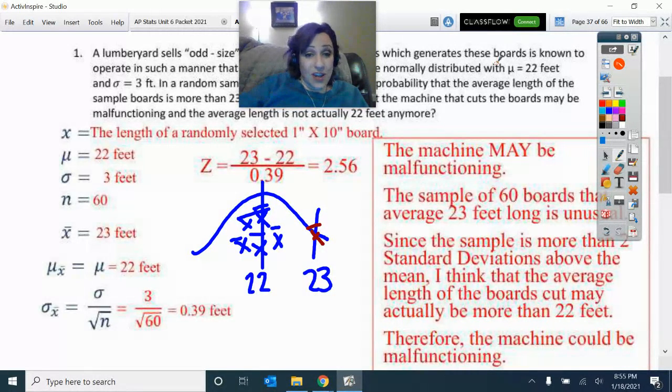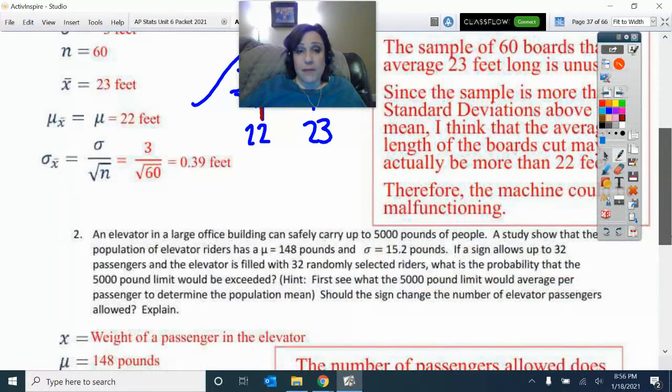So this was not really due to sampling variability. This makes me think that the center of all the X bars is not centered around 22. It's actually centered higher. Think about this whole blue picture here, it's really probably shifted higher because this X bar needs to just be within sampling variability of that mean. Since the sample is more than 2 standard deviations above the mean, I think the average length is actually more than 22. Therefore, the machine could be malfunctioning.